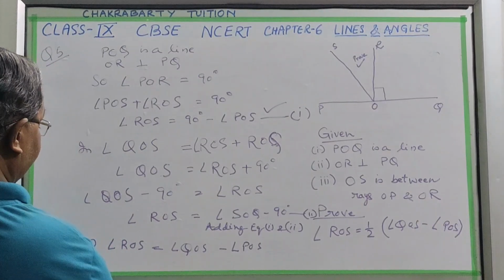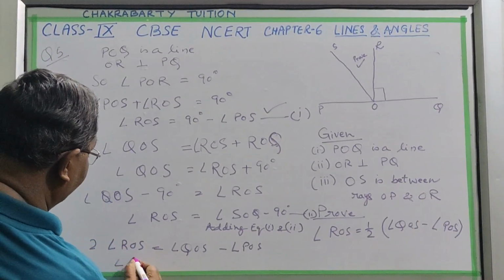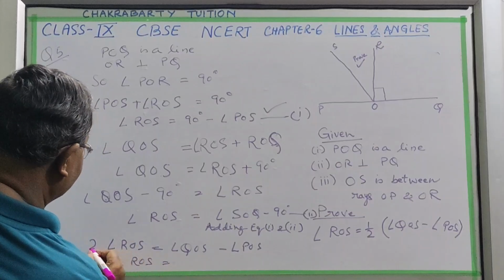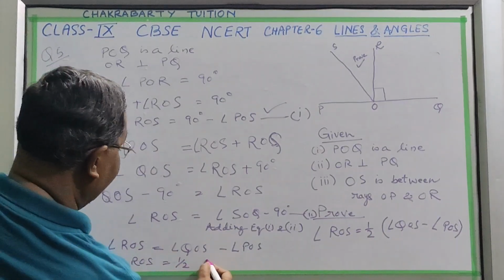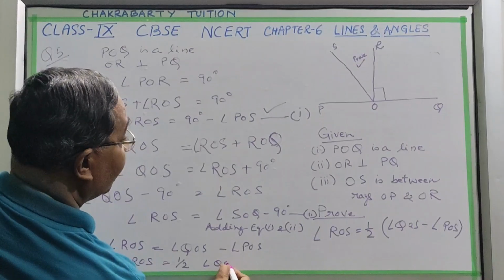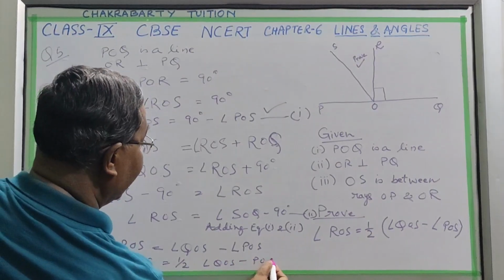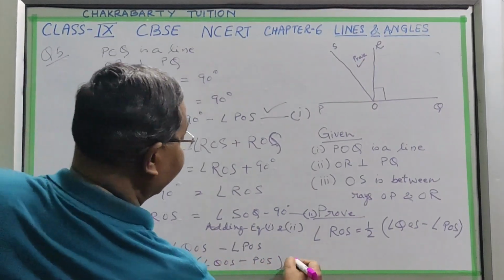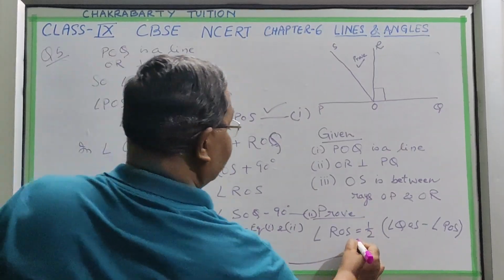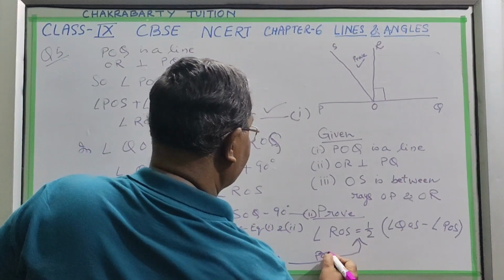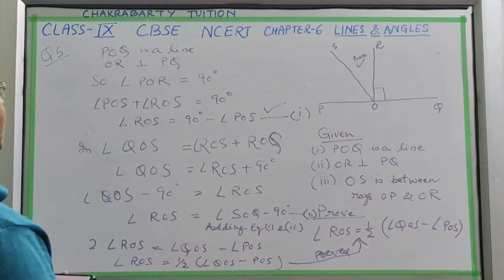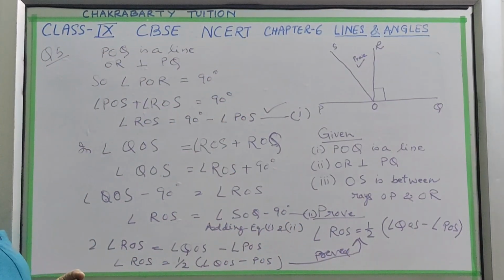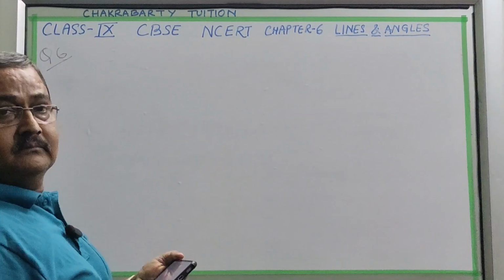Now, if we have to take angle ROS, this 2 will go down, so it will be half angle QOS minus POS. We'll put it in a bracket and this is your proof. By this, I think this question is over. Okay, so after this we will go to the 6th question.